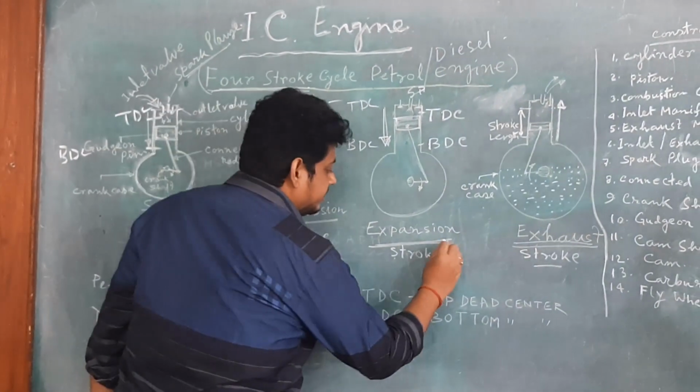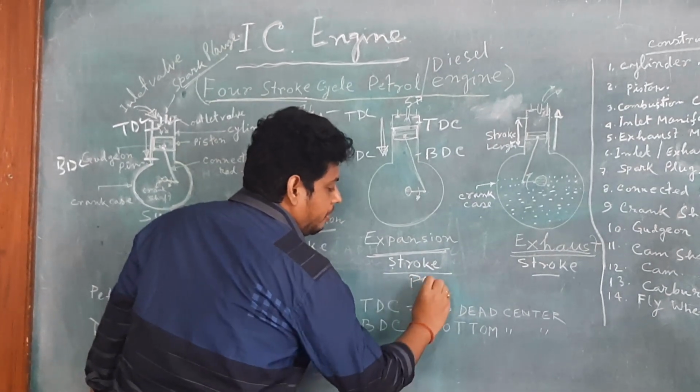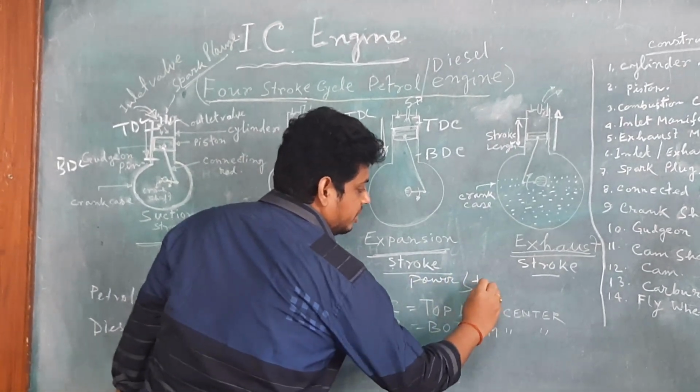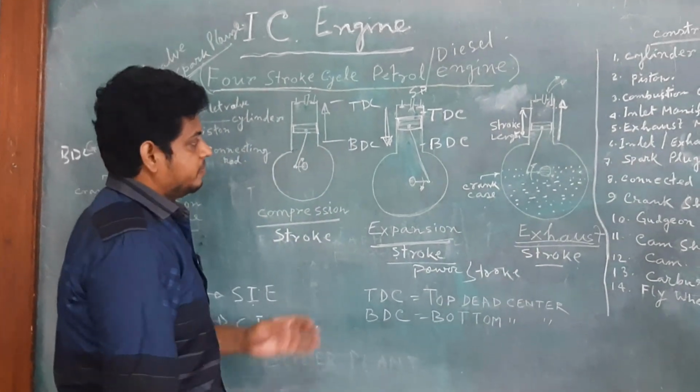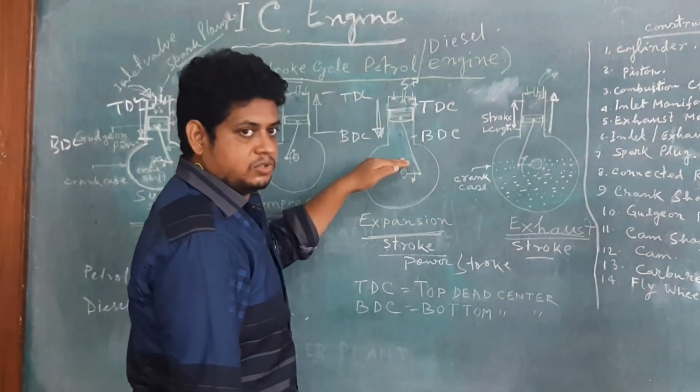Now we get a power stroke. It is called the expansion stroke or power stroke because we get power from this stroke. Now the third stroke is completed.